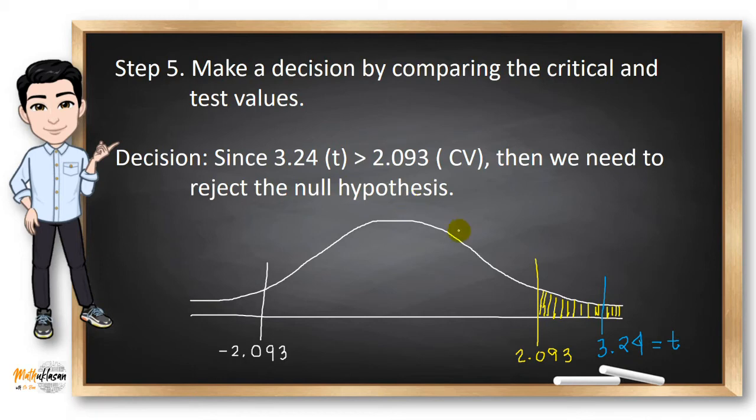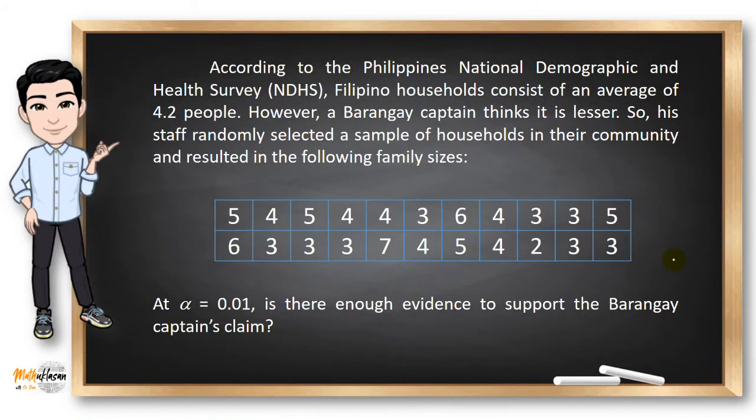But if it's less than 2.093, say t equals 1.02, then we need to retain the null hypothesis. But if it's, let's say, negative 3.24, then you can still reject the null hypothesis. But this time, the value of t is negative because it tells us that the sample mean is less than the population mean. Now, how about this example?